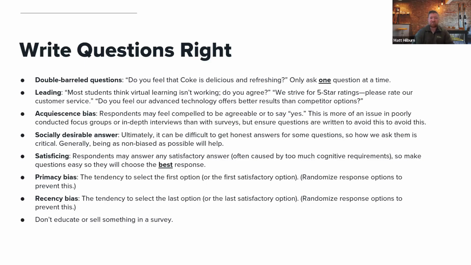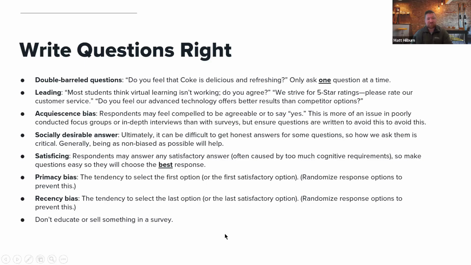Satisficing is often an issue. This is where respondents will just select any satisfactory answer. This is probably because they're quickly going through the survey. This is usually because the survey is too long, and at this point, they're just trying to get through it. So this is something we can minimize by making a really clean, easy, and short survey.